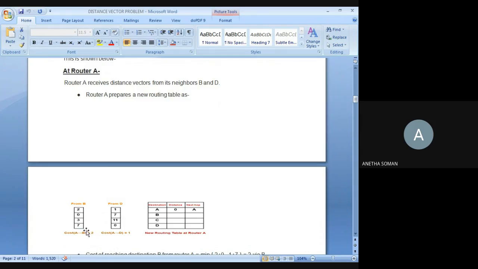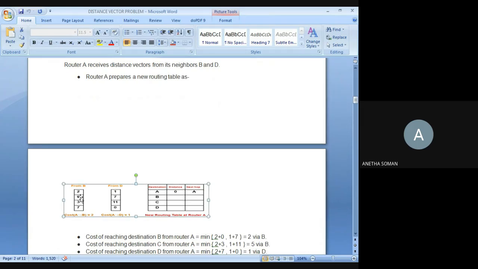You want to reach your destination B. Now, what is the value of B here? From A to B, the fixed cost is 2, and the cost that B advertises to itself is 0, so you add it as 2 plus 0. Similarly, from A to D the cost is 1, but if you want to reach B through D, the cost from D is 7.